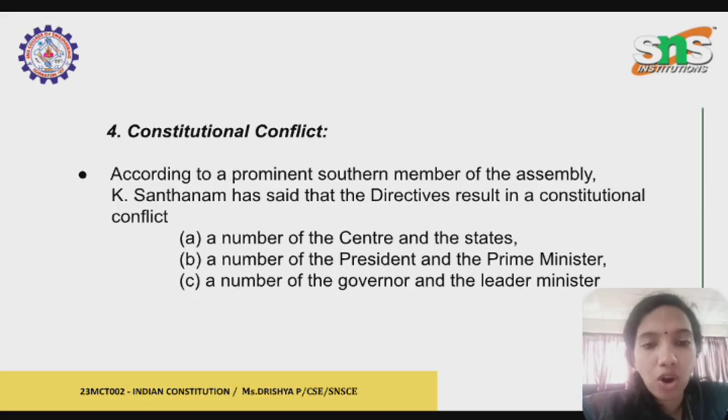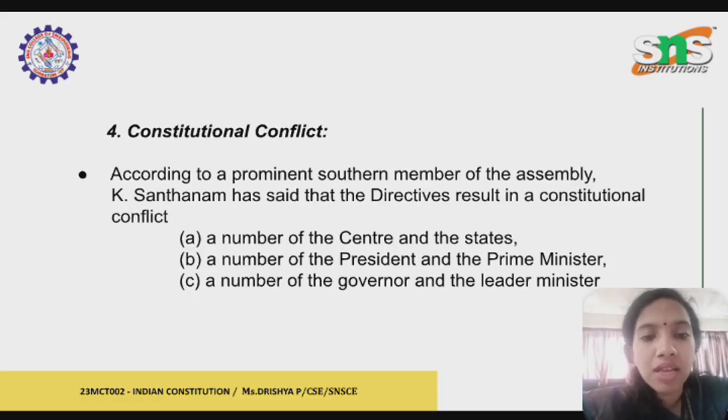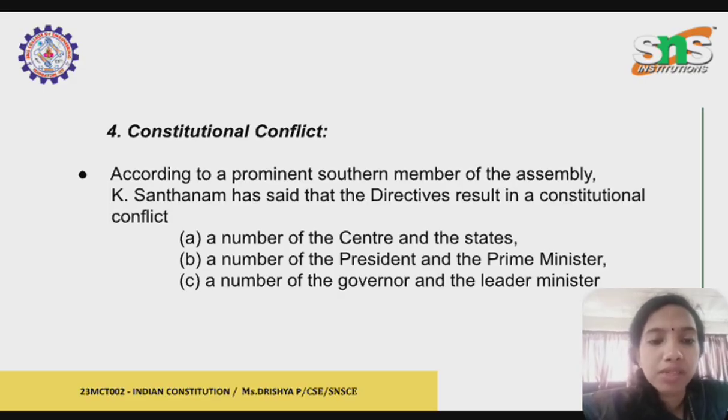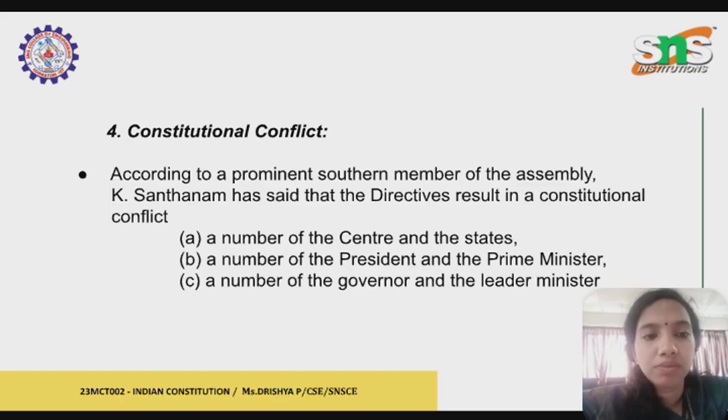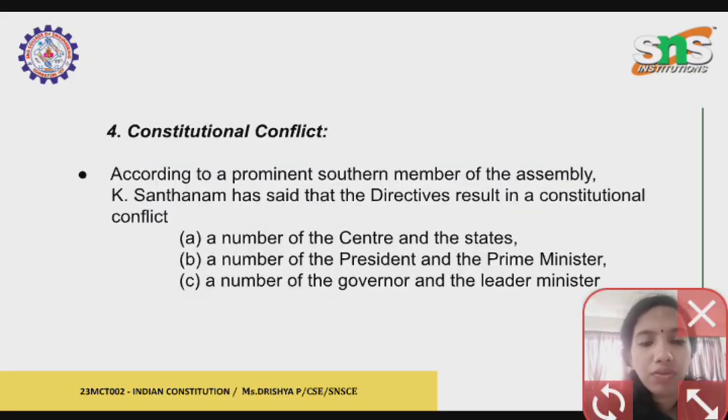Then the last one is constitutional conflict. There are some conflicts in our Indian Constitution. According to a prominent Southern member of the Assembly, K. Santhanam, the directives result in constitutional conflict. There are three conflicts: between the Centre and the states, between the President and the Prime Minister, and between the Governor and the Chief Minister. These are the constitutional conflicts.